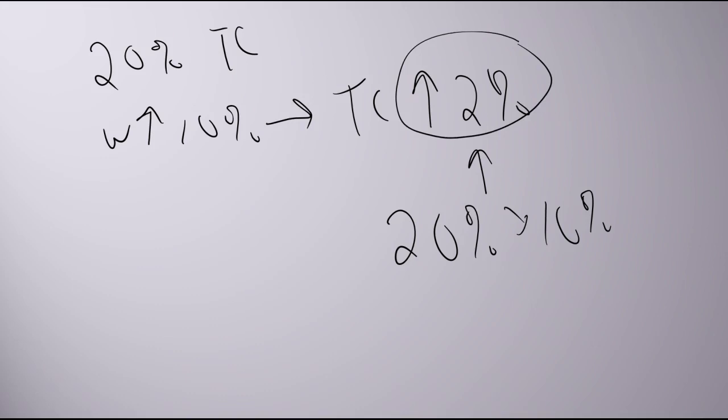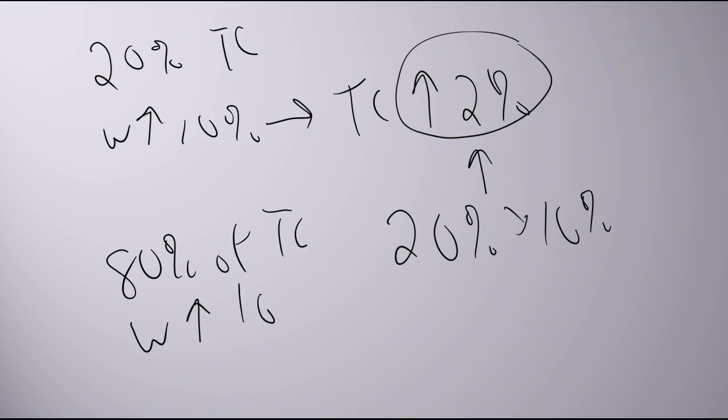Let's say, on the other hand, that it's 80% of the total cost. Well, now if wage goes up by 10%, then the total cost, 80% times 10%, is going to go up by 8%. So it's now going to be 8% more expensive to produce the good. And so when all that happens, you're going to have a larger scale effect.